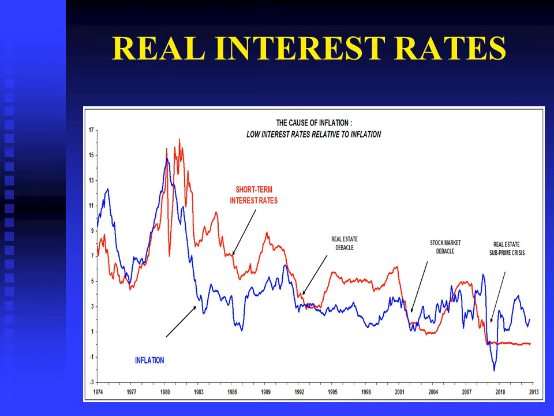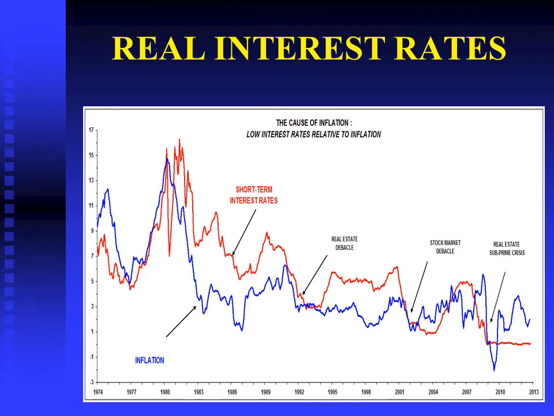There is a period from 1974 to 1982, this period here, where short-term rates were below inflation. This is when people say negative real interest rates, because short-term rates less inflation is a negative number. So short-term rates are below the rate of inflation.